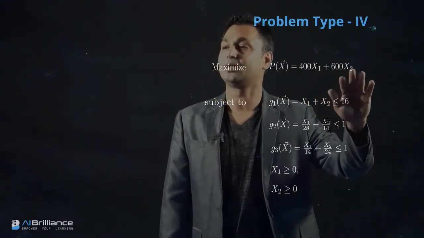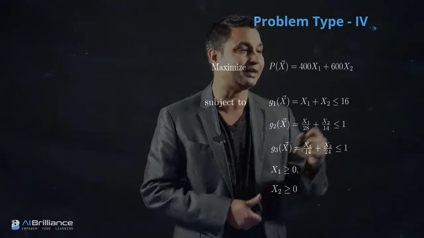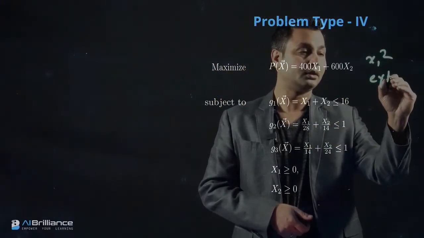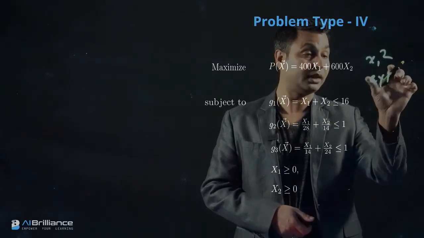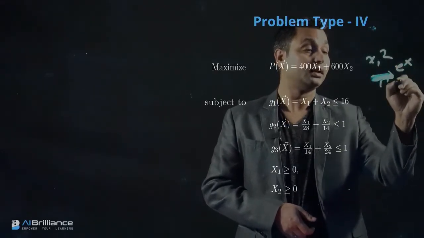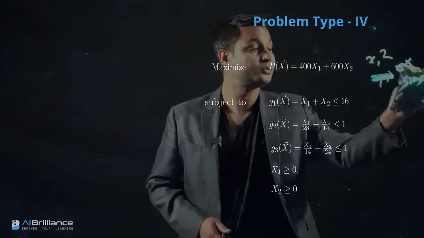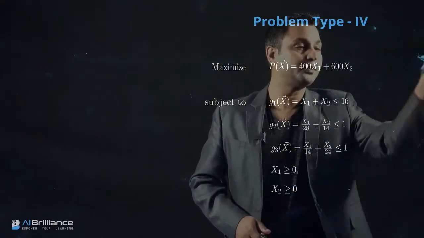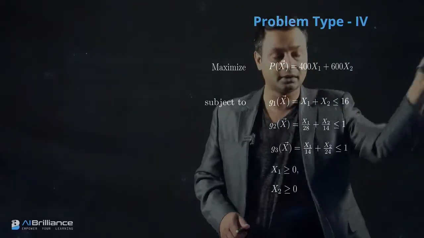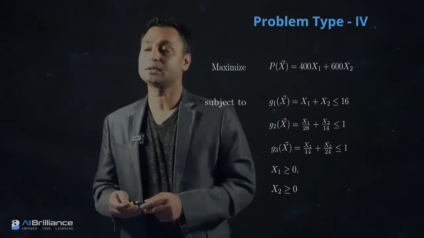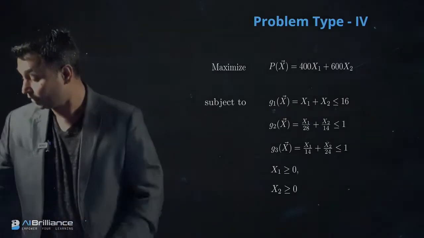This is a linear combination of x1 and x2. We did not have x1 square or e to the power x, or sine x, which are the non-linear components. We did not have these terms, so that's why the problem that we have been focusing on, if you recall the nature of the plots, they were straight lines, right? So we were basically discussing all the linear variations of the problems.